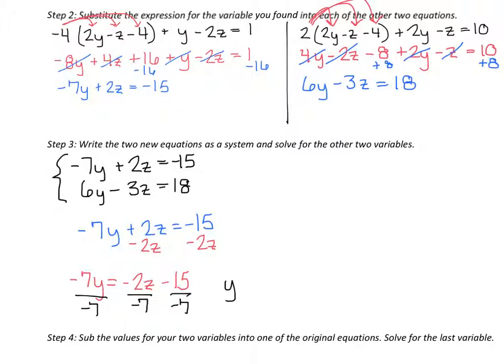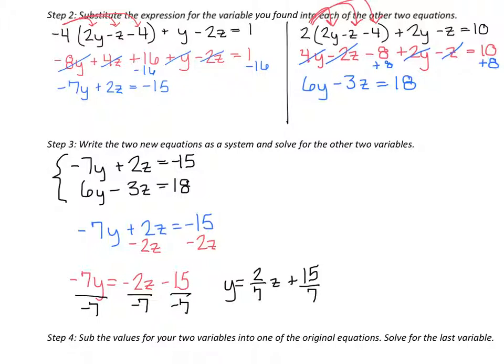And y will equal positive 2 over 7 z, because negatives cancel, plus 15 over 7. That's not the prettiest thing, but it'll be okay. Put the y on the other side and then subtract it or add the 15. Yes, like when the z was over with the y. Yeah, we could have done that.